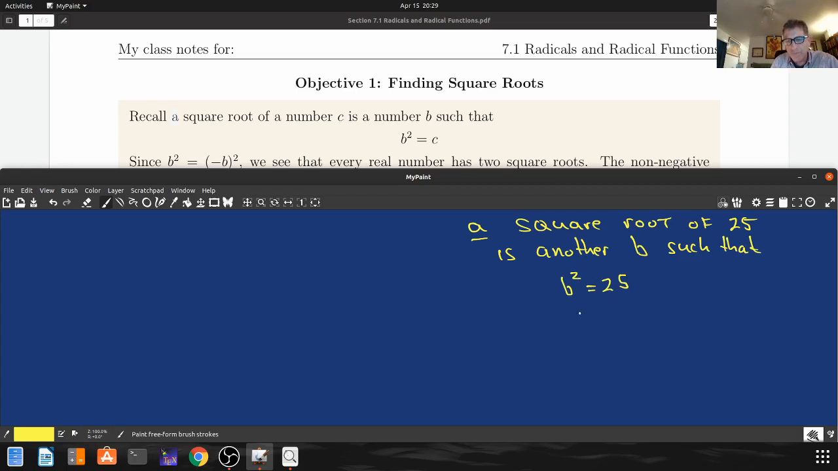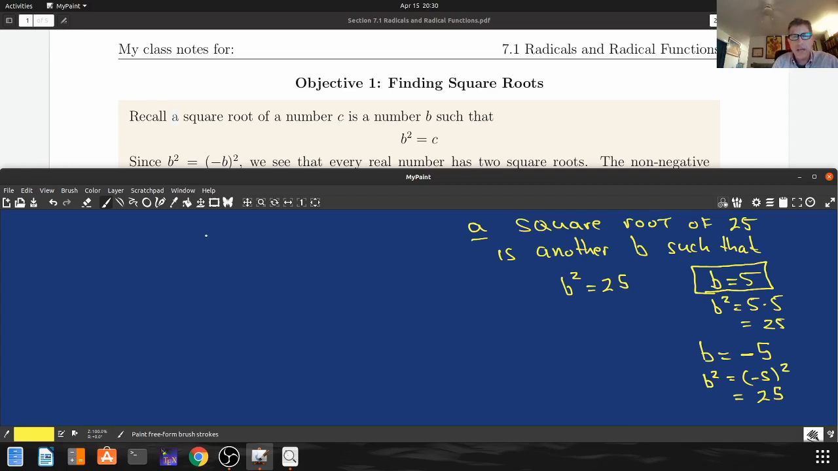And half of you are out there, I'm hoping, saying, oh, well, let b equal 5. Then b squared is equal to 5 times 5, which is equal to 25. So clearly b equals 5 satisfies the definition of a square root. But also, let's note something else. If b is equal to minus 5, then b squared is equal to minus 5 times minus 5, which is also 25.